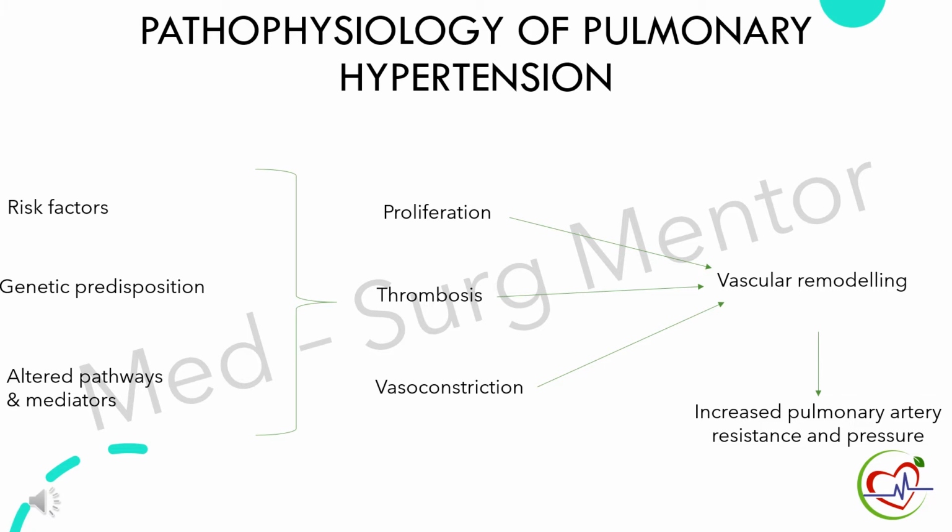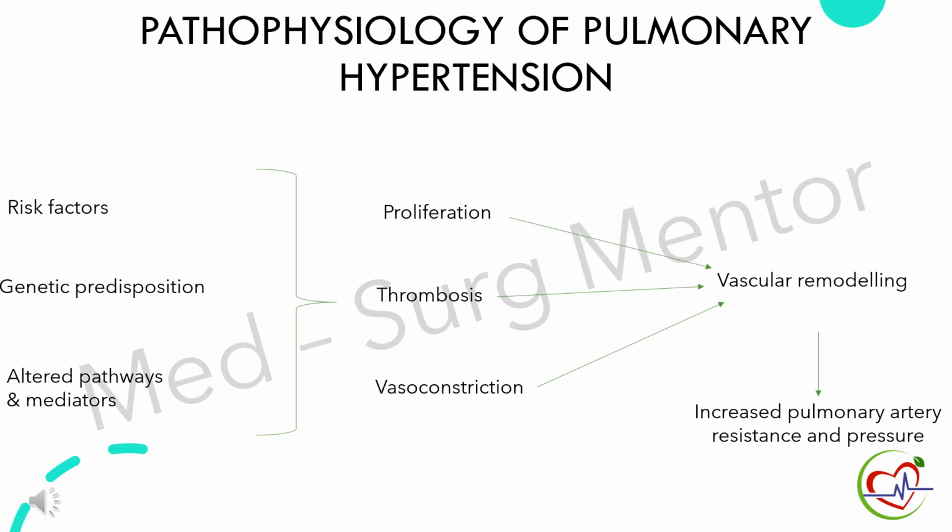Now let's move on to the pathophysiology of pulmonary hypertension. It can be caused by a variety of conditions like blood clots and lung disorders. Along with this, risk factors such as family history and use of various drugs can also contribute to the development of pulmonary artery hypertension.